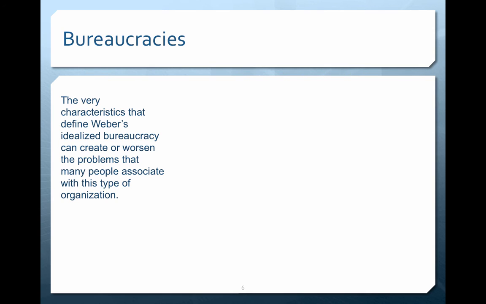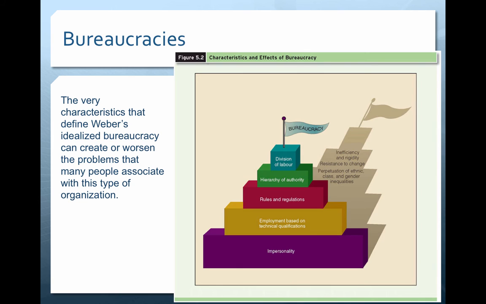Now, we'll look at this from a different perspective here. The characteristics that Weber idealized in bureaucracy really put things into a hierarchy, and this is one way you can view that. Now, the inefficiencies sit in the background, and organizational structure sits in the foreground. And okay, now I'm going to leave it at that.